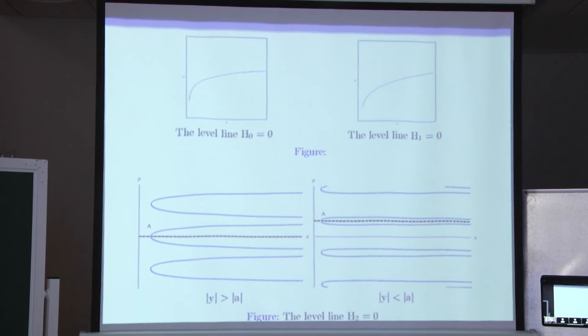And we can see the level lines of this Hamiltonian. It is a level line of the Hamiltonian H1, and it is global. And we can seek the solution in the WKB form. And the level line of the Hamiltonian H2 looks like a parabola, so it contains a focal point.